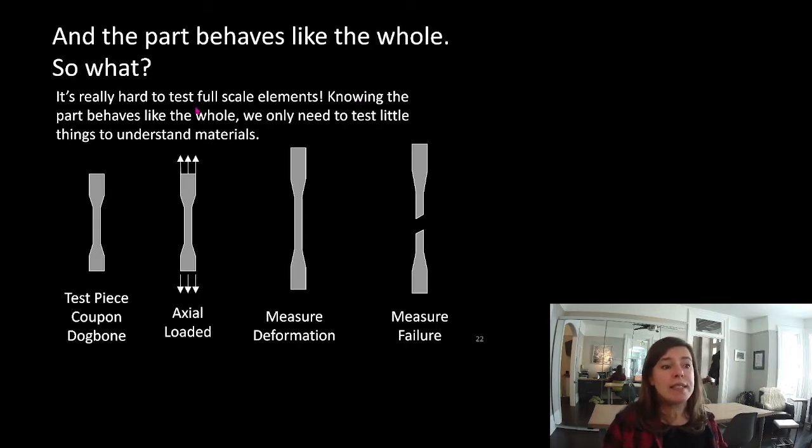So it's really hard to test full-scale elements. Knowing the part behaves like the whole means we only need to test little tiny objects to understand the material. Now, there's different ways to test things. What we'll often do is a coupon or a dog bone test.